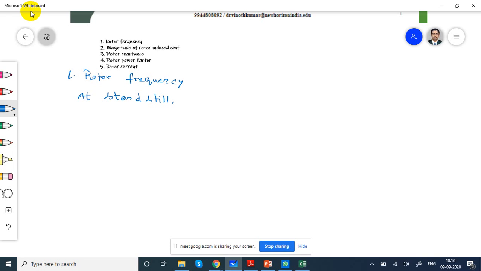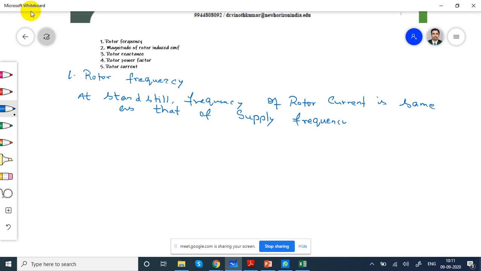So at standstill condition, the frequency of rotor current is the same as that of supply frequency, that is Ns equal to 120 Fs by P. Okay, this is equation 1.